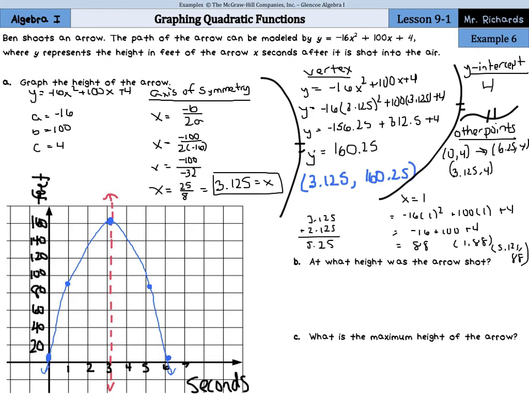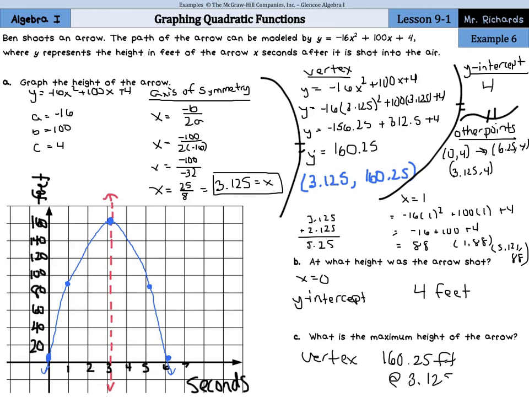Now, at what height was the arrow shot? There we want to look for our time when time was 0. So we're looking for when x was 0, which is the same thing as our y-intercept, which ended up being at 4 feet. And what was the maximum height of the arrow? Well, that would be at our vertex. And this maximum height was 160 and 25 hundredths feet, and that was at the time that it was 3 and 125 thousandths seconds.